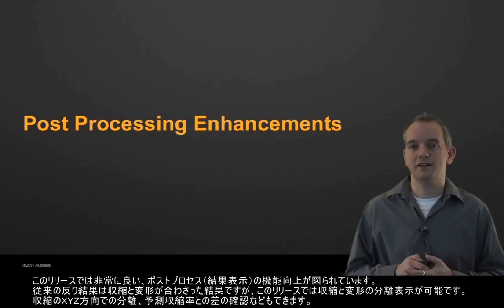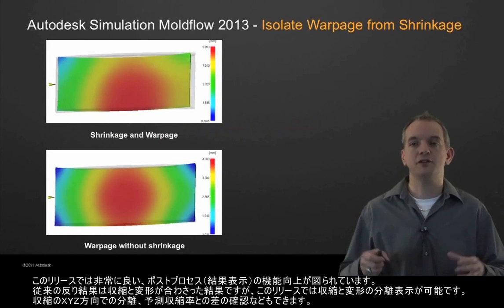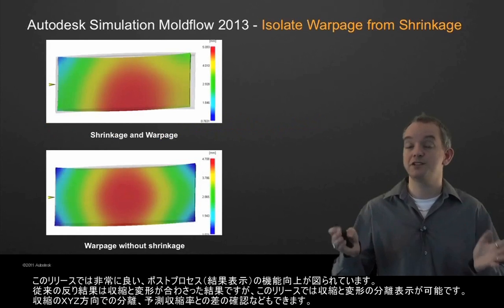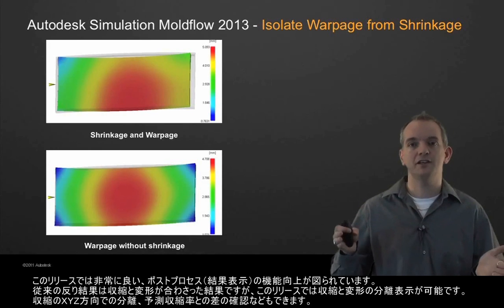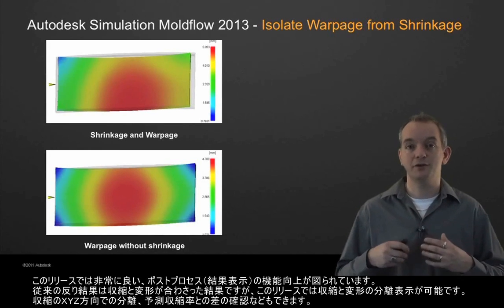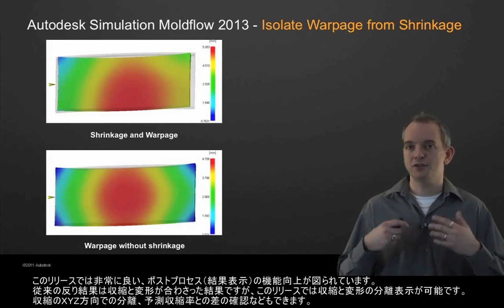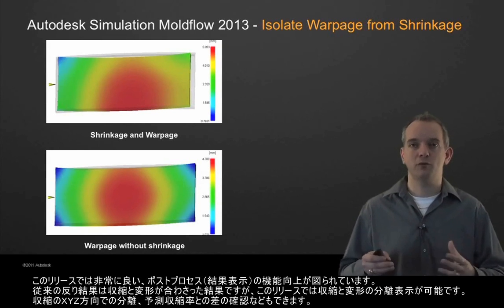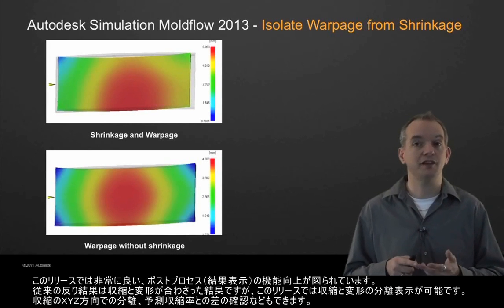In this release, we also added a really nice post-processing enhancement. In the 2012 release, when you look at a shrinkage and warpage plot, you always get a combination of shrinkage and warpage. In this release, we allow you to isolate shrinkage from warpage by allowing you to compensate for shrinkage in 3 different directions. This also allows you to start exporting a warpage model that is compensated for X, Y, and Z shrinkage individually.